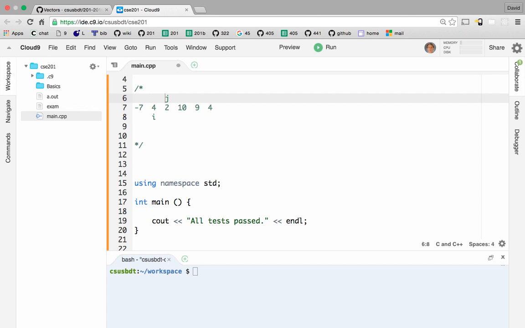Is the value at J less than the value at I? It is. All right, let's swap. 4 and 2. Advance J. Is the value at J less than the value at I? No. Advance J. Is the value at J less than the value at I? No. Is the value at J less than the value of I? No. So that means the first two positions are taken care of.